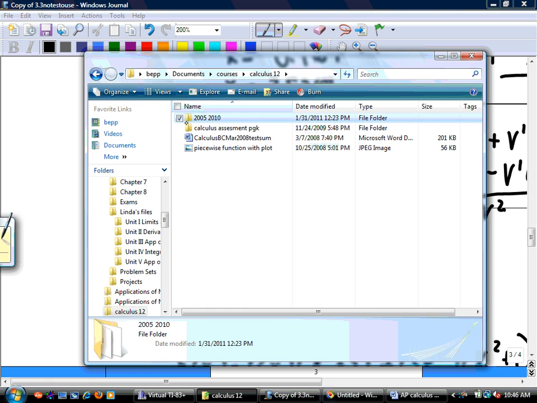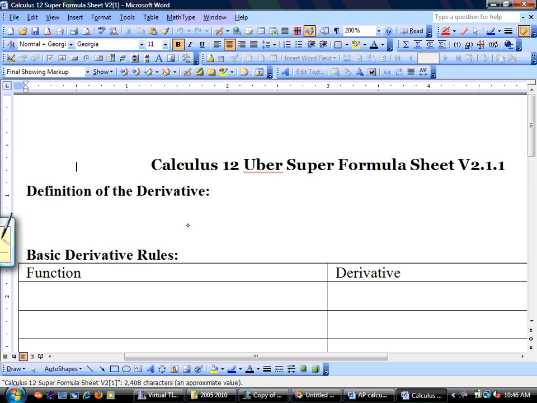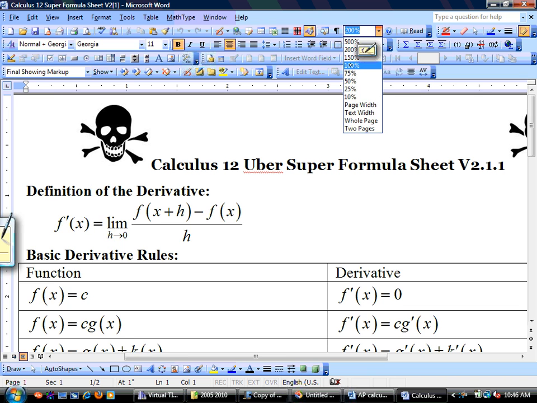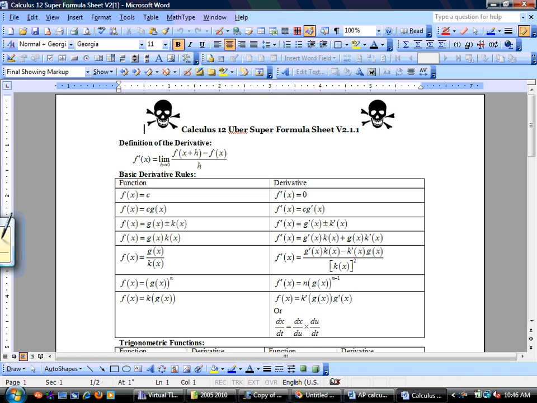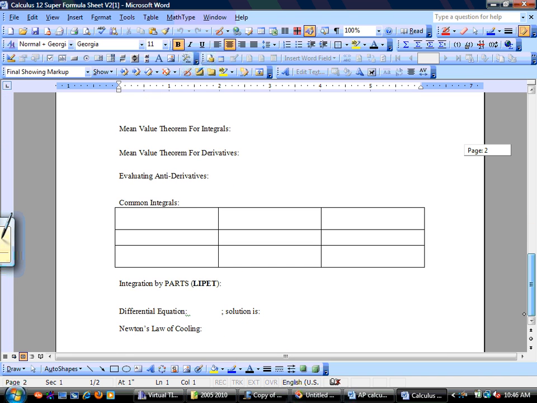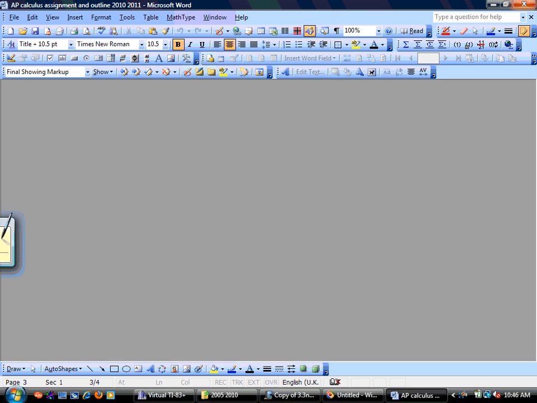Of things to be proud of. Uber Super Formula Sheet version 2.1.1. Because it's treasure. It's pirate gold there, baby. Anyways, so it's got all the rules. It's got all the rules that you probably don't even know about, and some more. So I'll give you this, but like I said, I don't know if the exam will allow you to use something like this. Anyways, okay. So there you go.